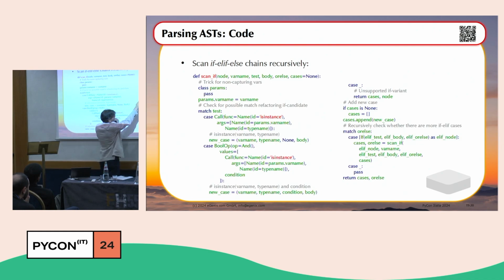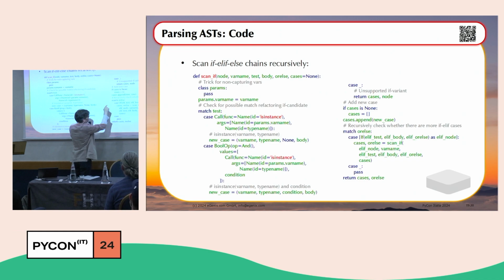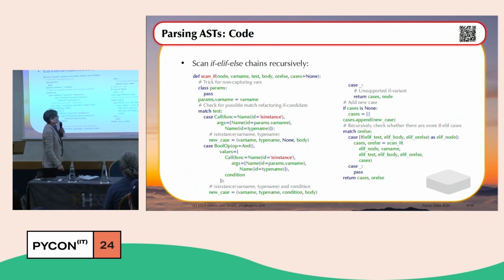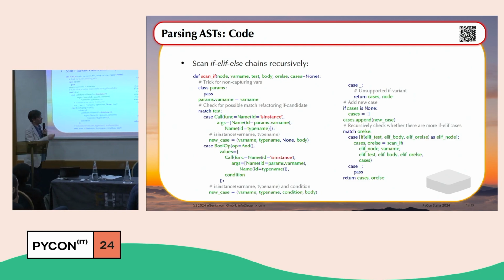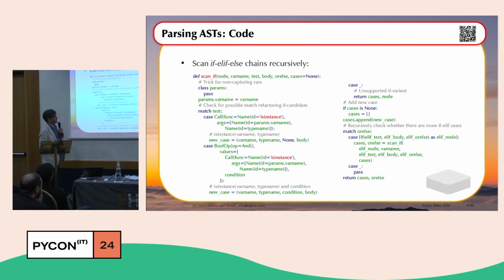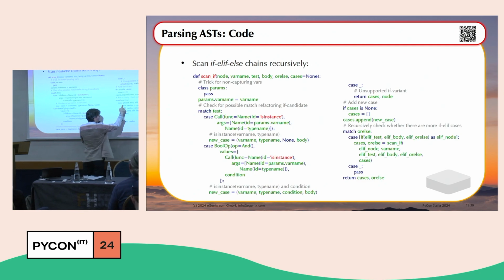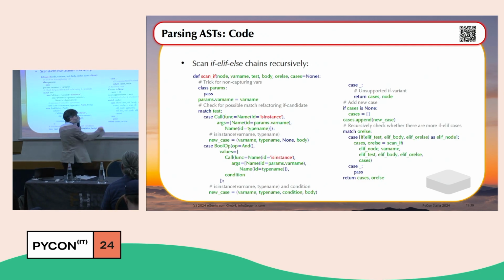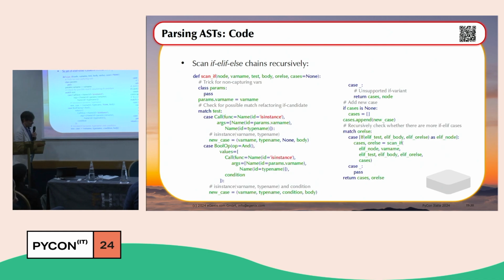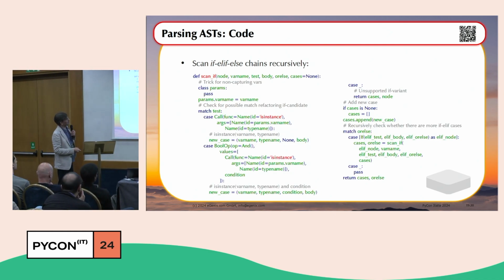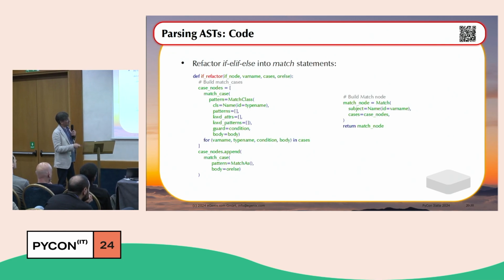If you have an unsupported variant, then you just return everything as it is. You don't refactor. And now, once you have everything in here, you also have to check whether the list goes down further and whether you have additional elifs in your list of branches in your if statement. And you do the same thing over here. You match the if, you check everything, you use the scan if recursively on these things, and again, you collect everything in cases. And now that we know what we can refactor, we do the actual refactoring.